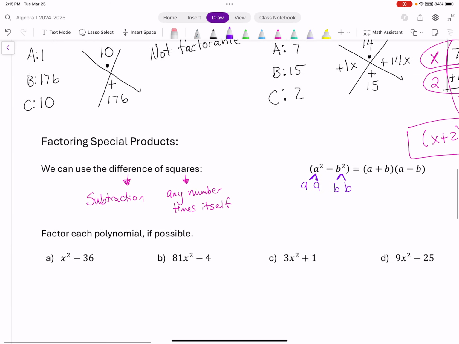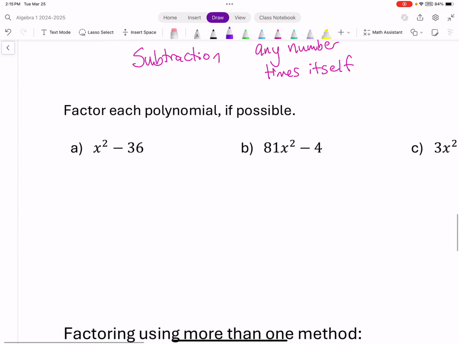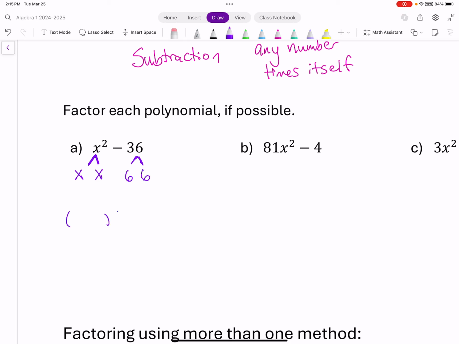Okay, so let's look at problem A here. The first thing you want to check is, is it a subtraction problem? And the answer is yes. So now I'm going to ask myself, what can I multiply by itself and get x squared? And the answer is x. x times x is x squared. Now I'm going to look at that 36. What can I multiply by itself to get 36? And the answer is 6. So in my parentheses, my x will be first, followed by my 6, and I'm going to have 1 plus and 1 minus. That would be my factored form.